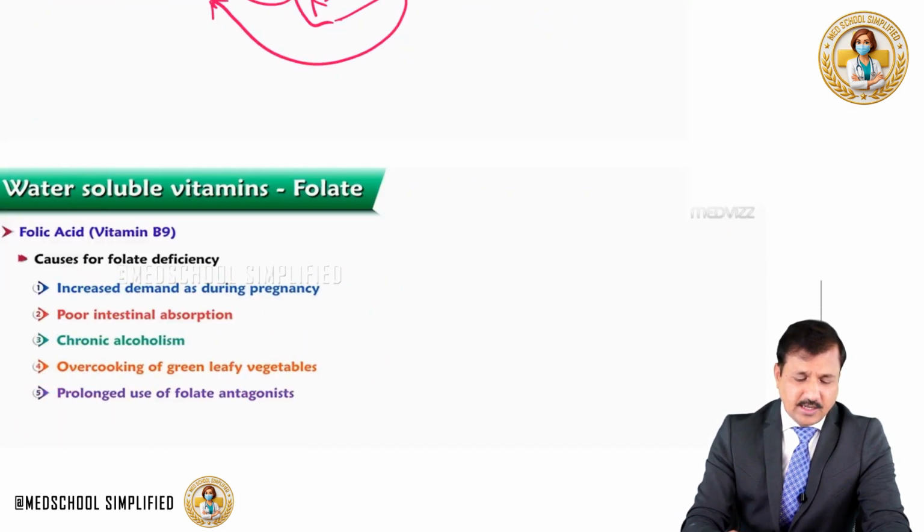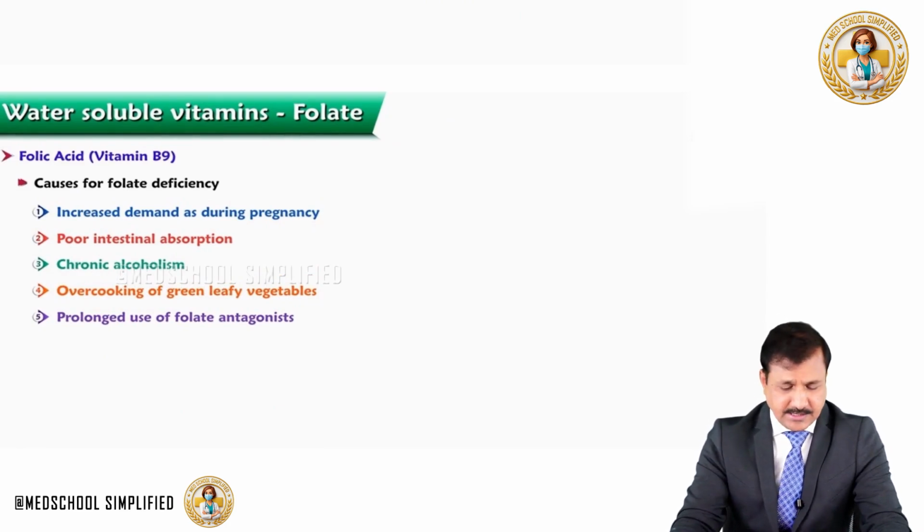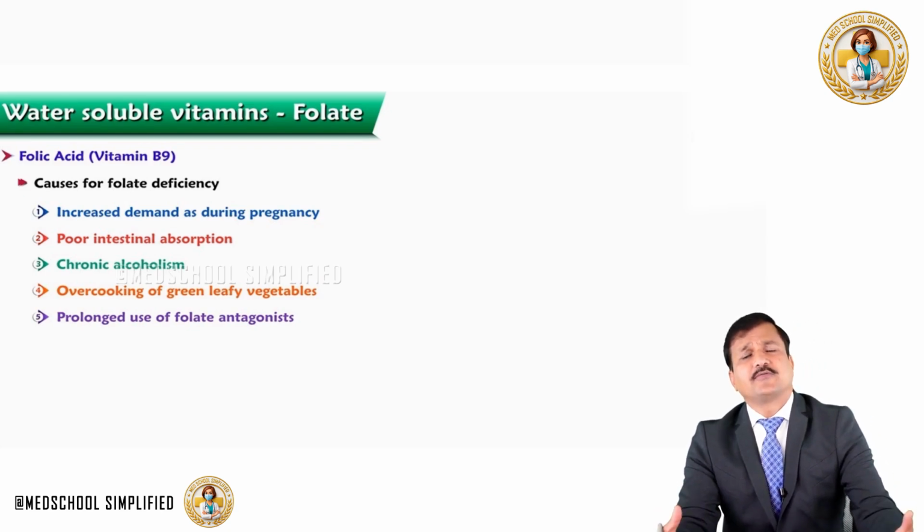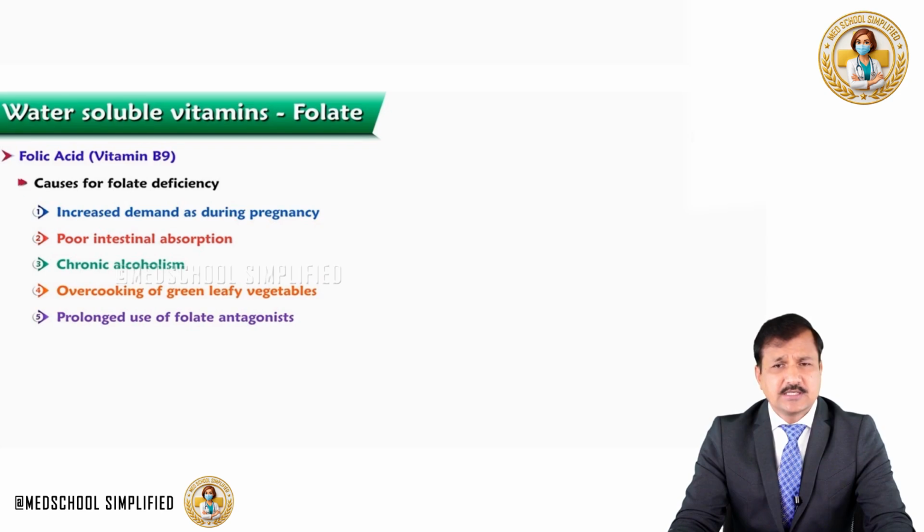Now, let us move on to see what are the causes for folate deficiency. One of the important causes for folate deficiency is increased demand for folic acid, especially during pregnancy. If sufficient supplementation is not done, it can lead to folic acid deficiency, or it can be poor intestinal absorption of folic acid, maybe because of a defect in the intestinal epithelial cells or some disorders of the intestine which decrease the absorption of folate. And chronic alcoholism. Alcohol, as you know, is an anti-vitamin. That means it decreases the absorption and transport of folic acid.